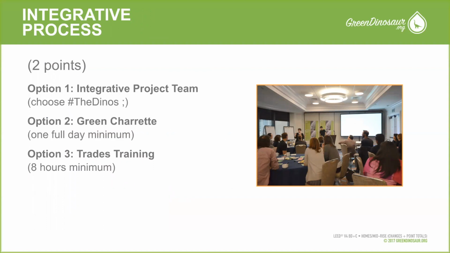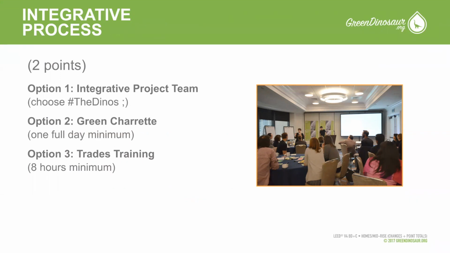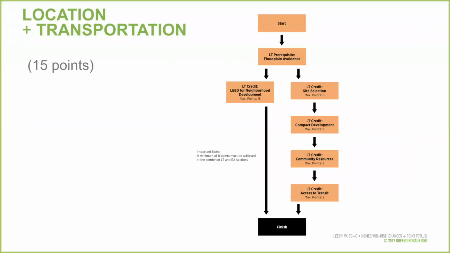I am gonna dive right in and go category by category and go over the changes. The integrative process category is the first one and gathers credits both from what was previously innovation and design and education and awareness. Option 1 is to have an integrative project team. Option 2 is to lead a green charrette, which can last 1 full day or 2 half days. Option 3 is to do trades training, which has to be 8 hours minimum and can be broken down into 2 sessions as well.